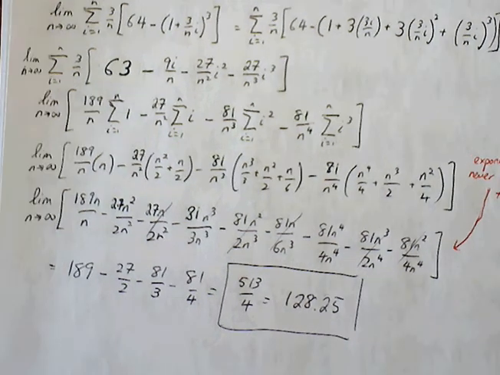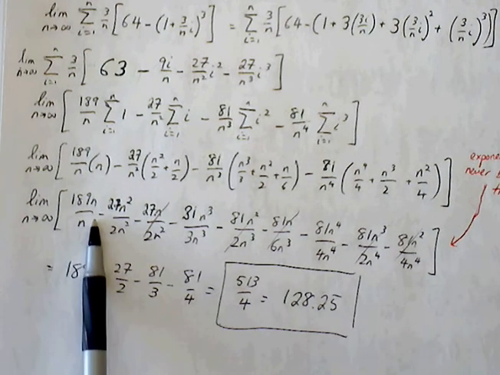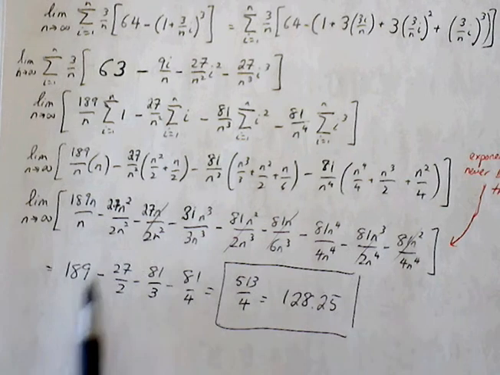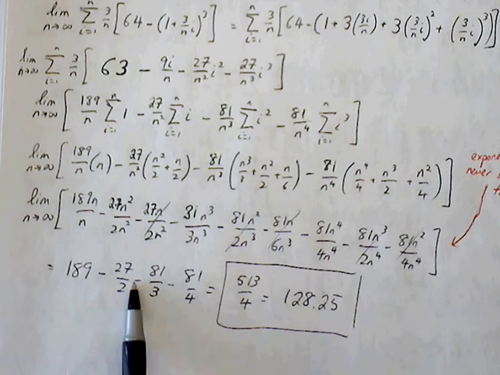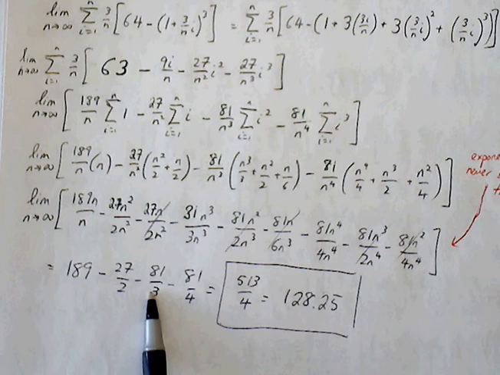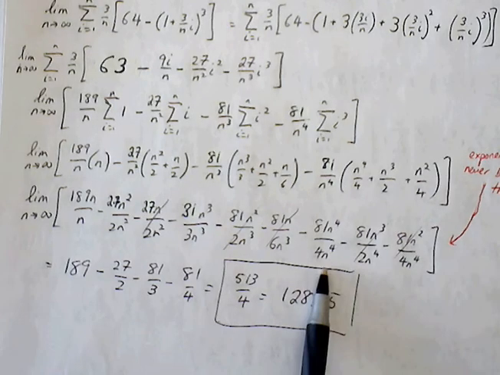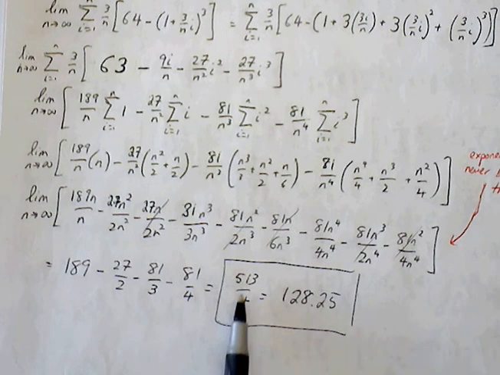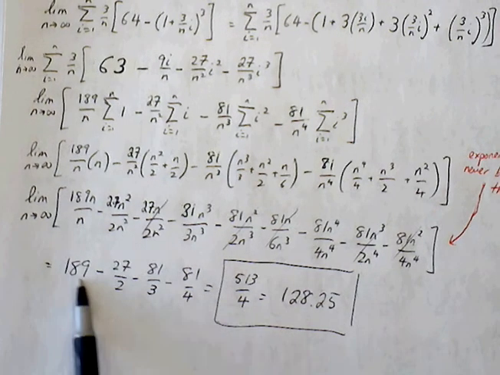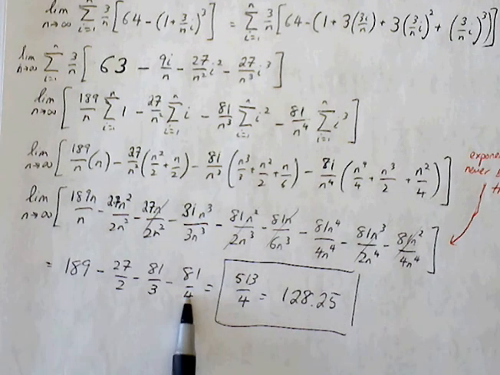Okay, so then we're left with 189 over 1, we're left with 27 over 2, we're left with 81 over 8, and then also left with 81 over 4. Okay, so we combine all these terms together, use your calculator, 513 over 4, or 128.25.